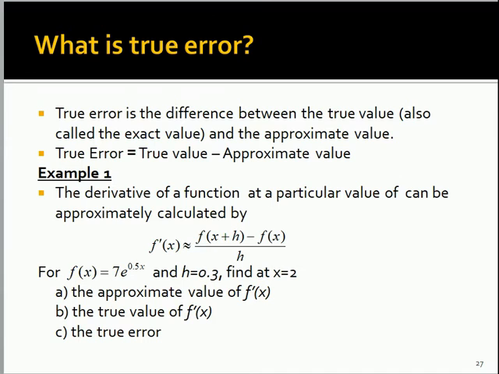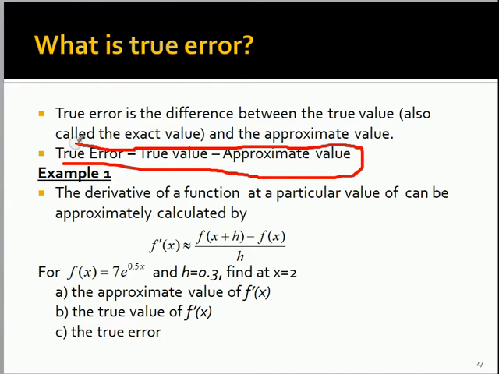True error. Is there something called false error? Well, not exactly, but there is something called approximate error. True error is something that is accurate. You just write this formula: true error is the true value minus approximate value. So what is the true error? True error is the difference between the true value, also called the exact value, that's the keyword, and the approximate value.